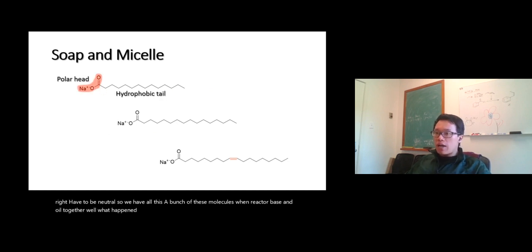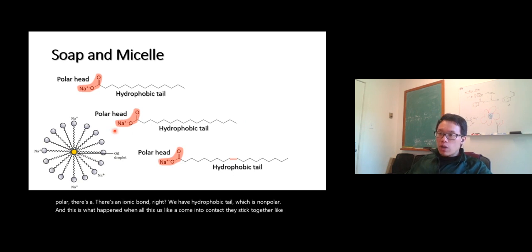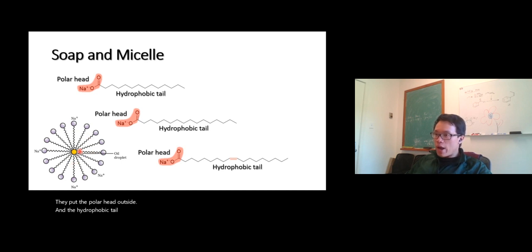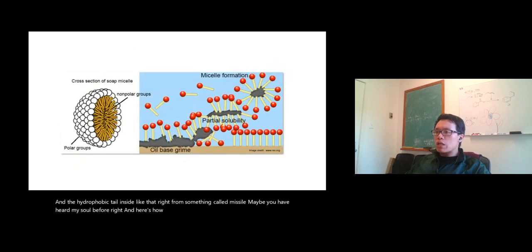Well, we have a polar head, highly polar. That's an ionic bond, right? We have a hydrophobic tail, which is non-polar. And this is what happens when all these come into contact. They stick together like this. They put the polar head outside and the hydrophobic tail inside like that, right? Forming something called a micelle. Maybe you have heard of micelle before, right? And here's how a micelle works. This is how soap works.